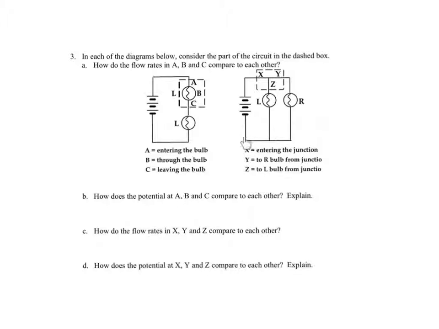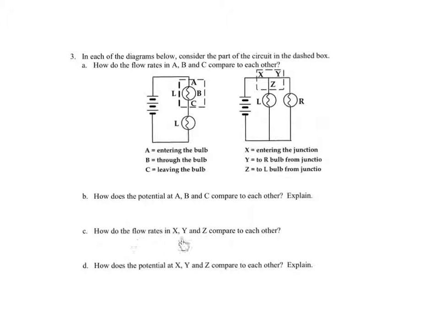So how does the potential at A, B, and C compare? Before A, it has the $10, and at C, it's got $5. And at B, well, at B, it's spending the money. So you can talk about it's somewhere between 10 and 5.